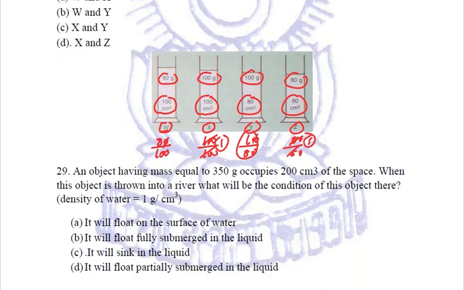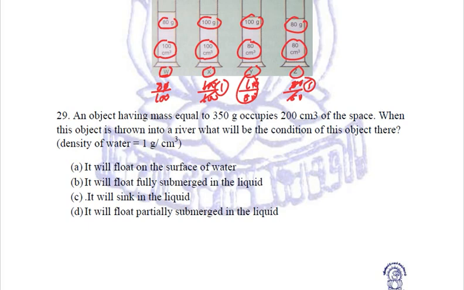Now let us see the next question. An object having mass equal to 350 gram occupies 200 centimeter cube of the space. Mass is given to us, volume is given to us. So we can calculate the density, mass per unit volume, that is 350 by 200. Now, when this object is thrown into a river, what will be the condition of this object there? Density of water is given to be 1 gram per centimeter cube.